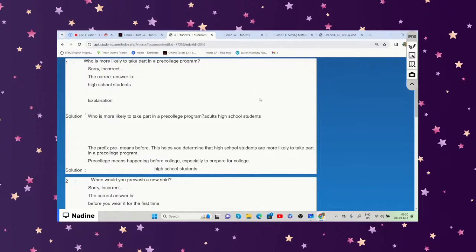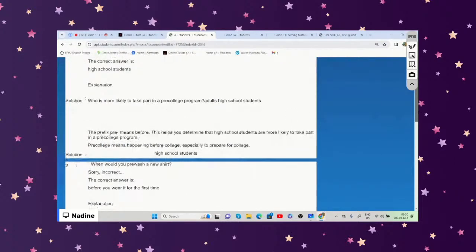And then here it says who is more likely to take part in a pre-college program. And we said pre-college means happening before college, especially to prepare for college. And of course, we said pre-college is things that you do before. And we said that pre means before.